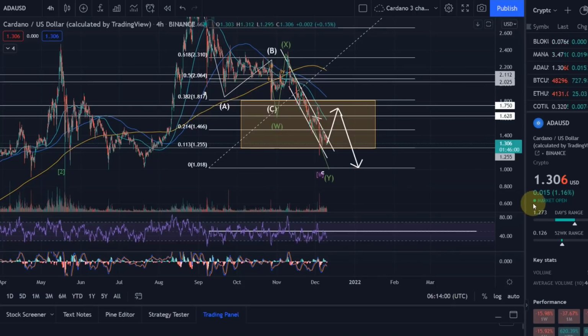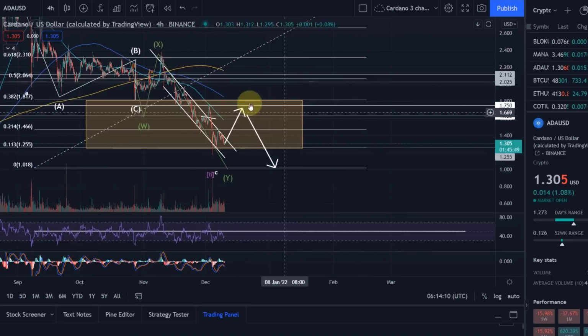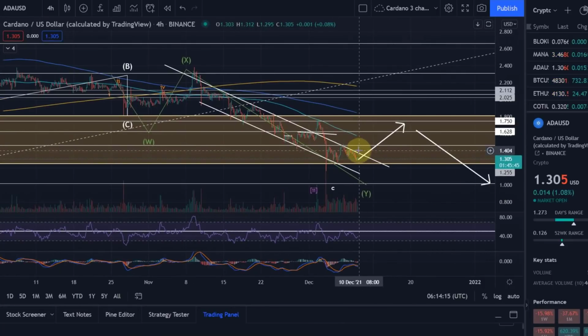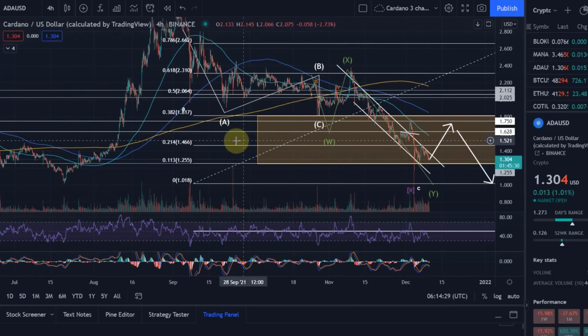I will probably have to change it for Cardano then as well, but I really hope that we break out of this channel. It's a very, very well-defined channel within which we currently are in this WXY correction for Cardano. Currently the resistance level here is sitting at 138 roughly. If we go above that, this would be an important breakout. And above that, we've got this important fib level, which provided support before at 146, 147, which is the 0.786 fib level.